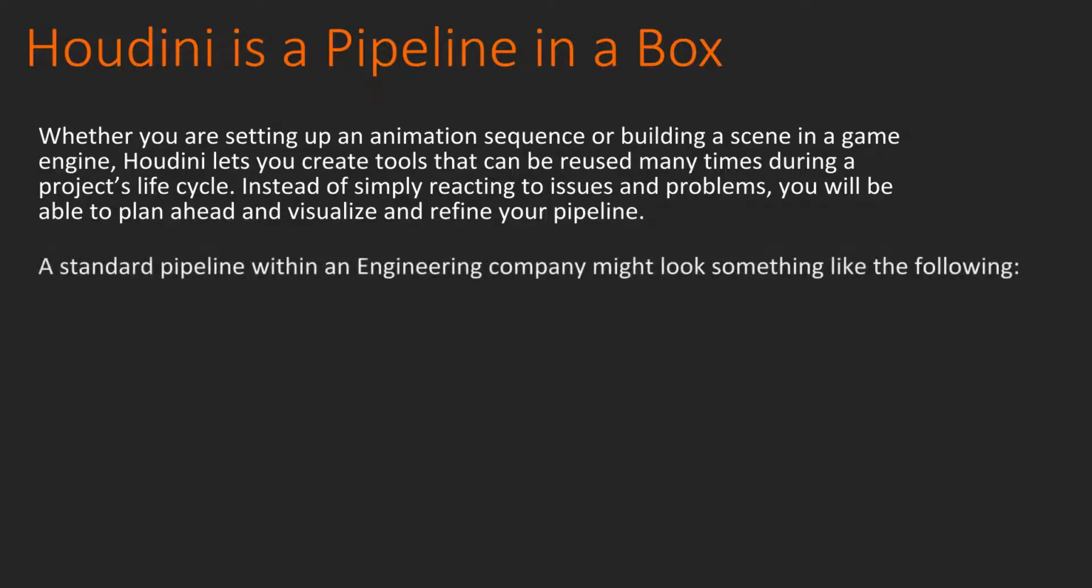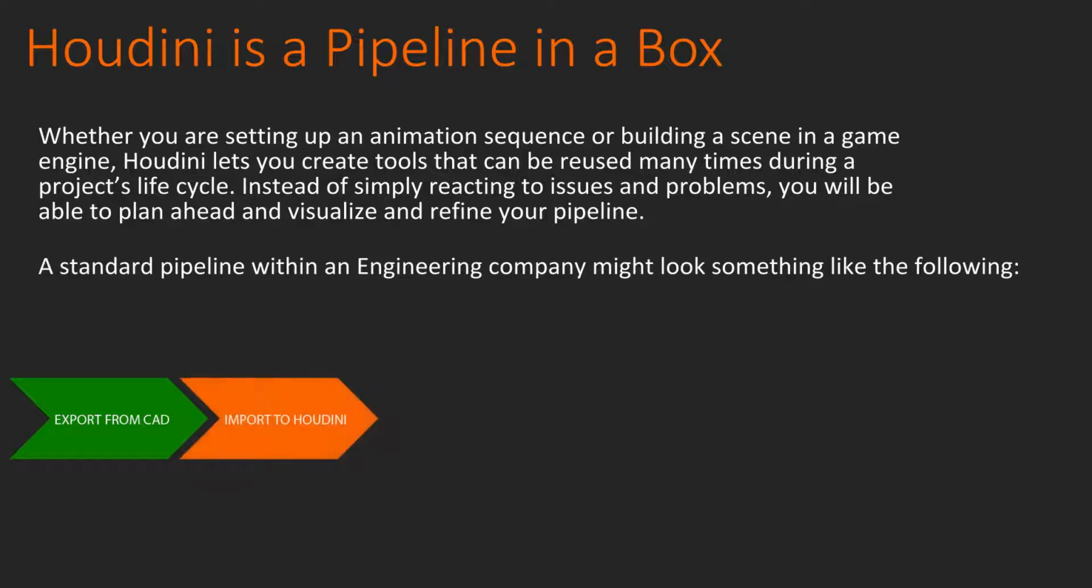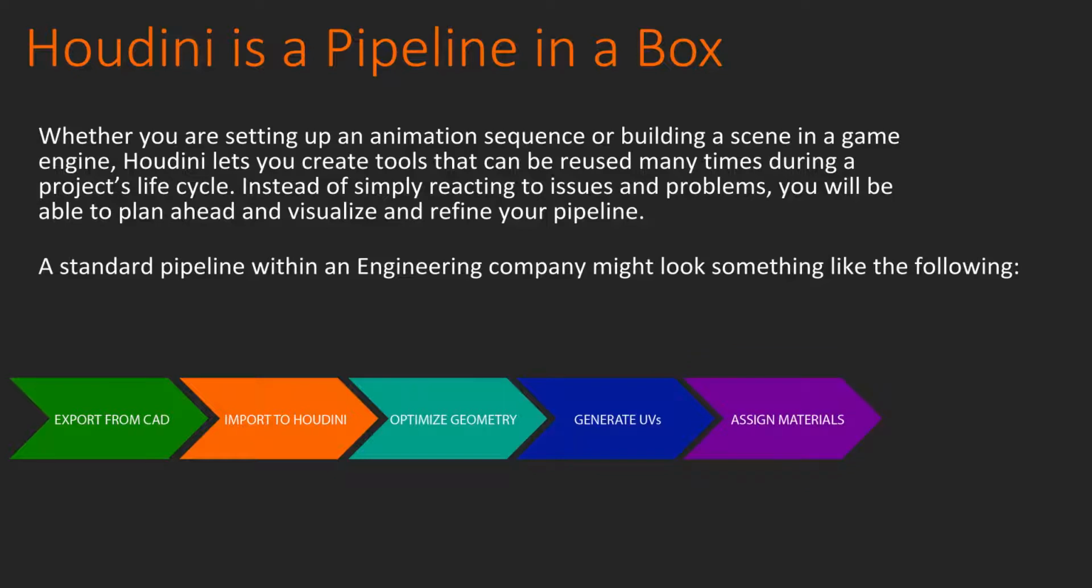A standard pipeline within an engineering company might look something like the following. Export from CAD software. Import into Houdini. Optimize geometry. Generate UVs. Assign materials. Export into the game engine.